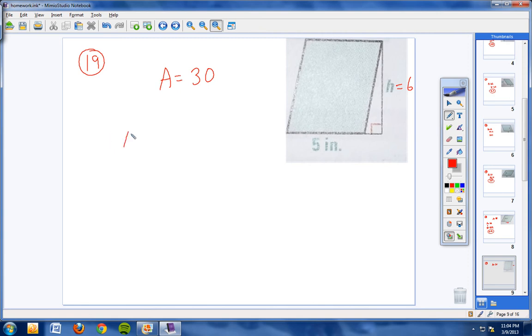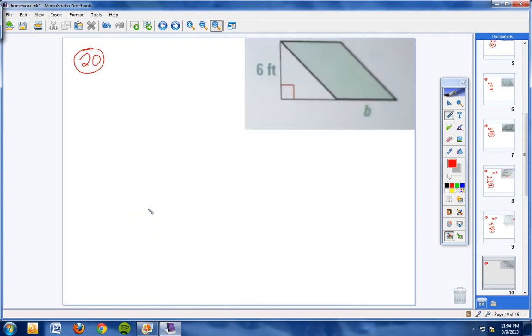Excuse me, step by step. So area equals base times height. Where the area is, I'm going to substitute 30. Where the base is, I'm going to substitute 5, and we're just going to leave h alone. Now divide both sides by 5, and 6 equals h. All right, moving on to number 20.